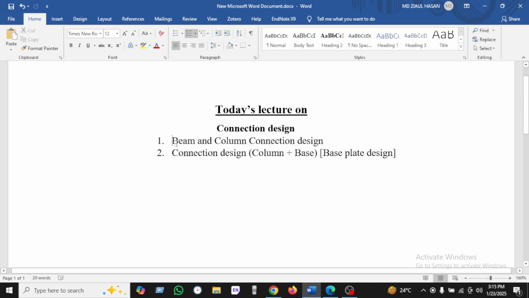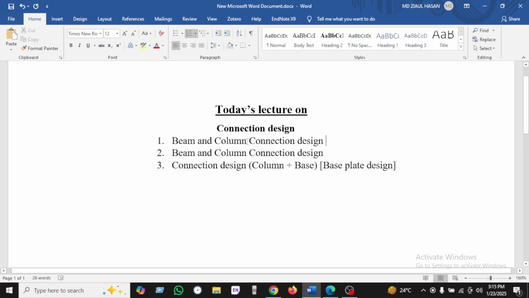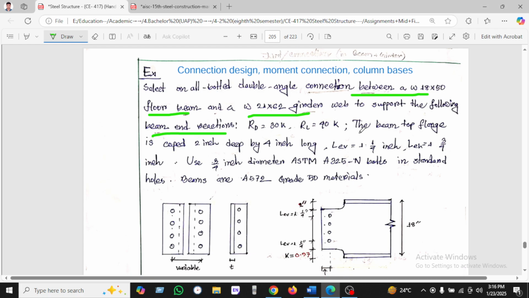Beam to beam, or beam and girder, or girder connection design. So let's see. As we have seen, the floor beam is given as W18x50, and the girder is given as W21x62, to support the following beam reaction.